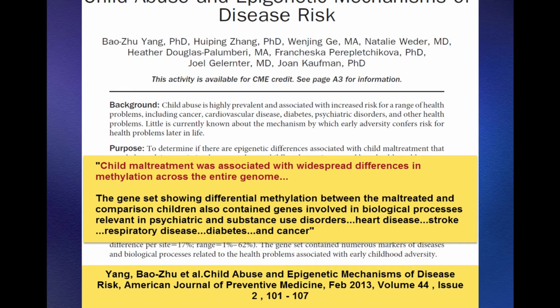Dr. Joan Kaufman, Yale Medical School, came out and said, well, actually, child maltreatment is associated with widespread differences in methylation across the entire genome, including biological processes relevant in psychiatric and substance use disorders, heart disease, stroke, respiratory disease, diabetes, and cancer. So from the date the trauma happened, the body keeps the score. That's the name of Bessel van der Kolk's book, The Body Keeps the Score.